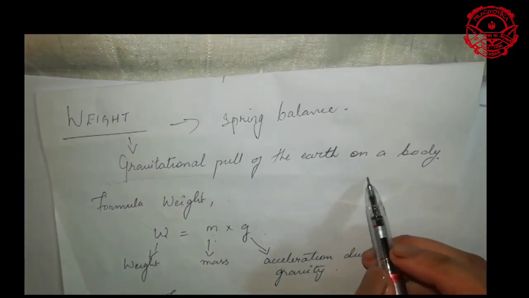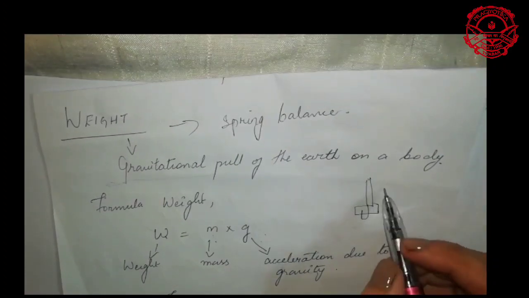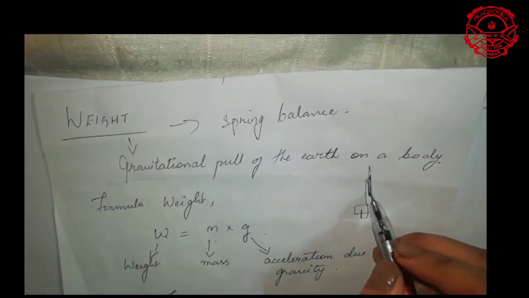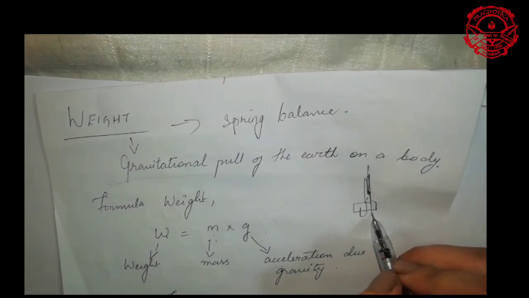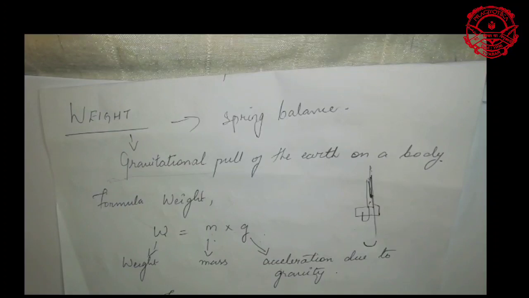Suppose I have the spring balance here, and if I put a heavy object here, what will happen is that if the object is very heavy, this spring will start extending longer. So that's why a spring balance is used for measuring weight. You should always know that the heavier the object is, the greater the force with which it is pulled by the earth.